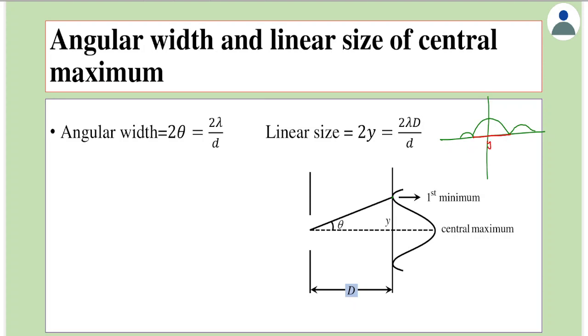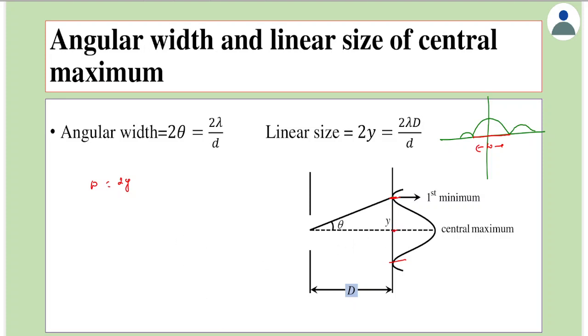This corresponds to the first dark band. Let us call the width of the central bright band w. This corresponds to the first dark band shown here at the angle which we call theta. Now we need to find the total distance. So from here, the width of the central maximum would be 2 times y, where y is the distance from the first minimum to the center of the central band.